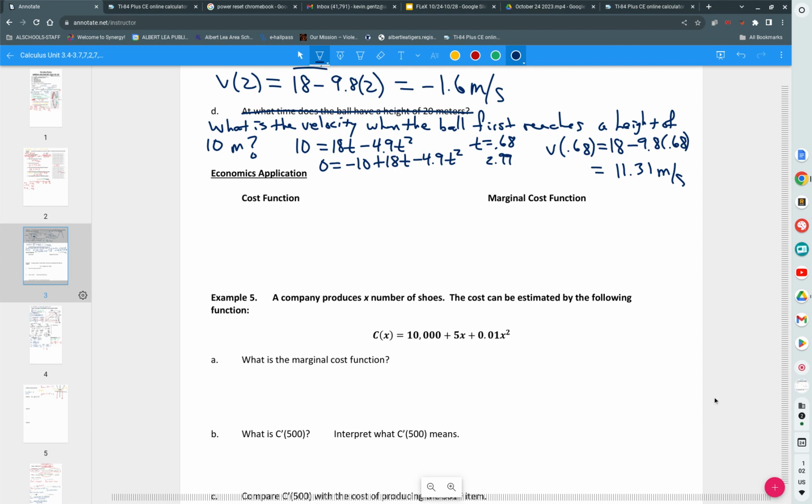Why didn't you choose 2.99? That is when it's on its way down. And so in order to check that, if you plug in 2.99, you should, in this case, get negative 11.31. It should work out that way.